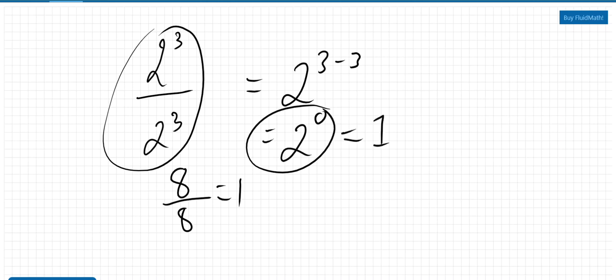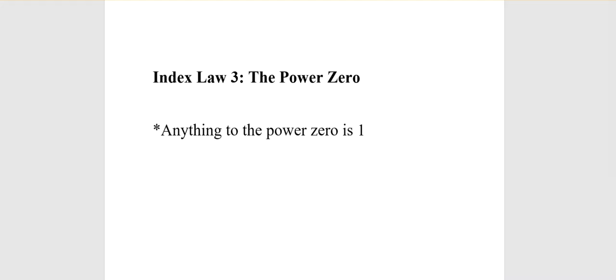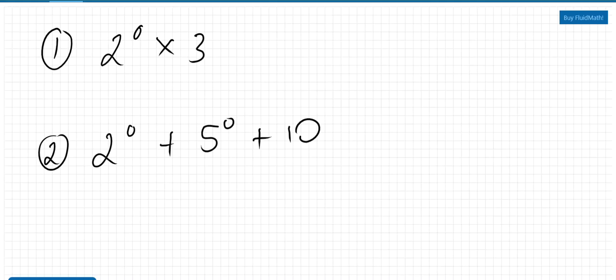That's another way of looking at it. So let's move on to our next index law. Our third index law is anything to the power 0 is going to be 1. Okay, so try these two questions. And remember, anything to the power of 0 is 1.